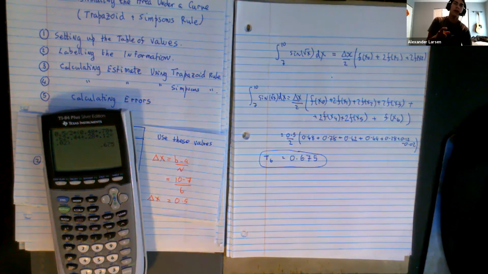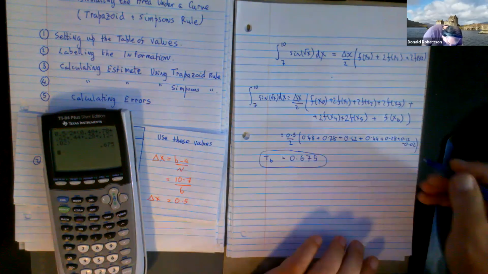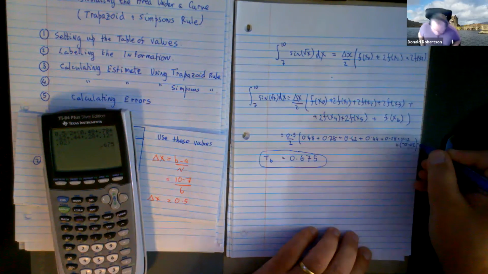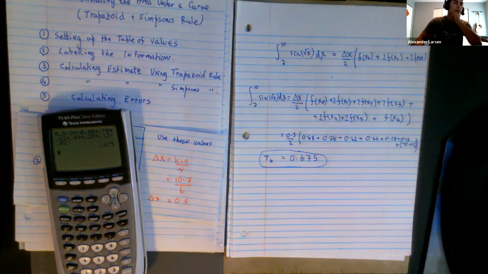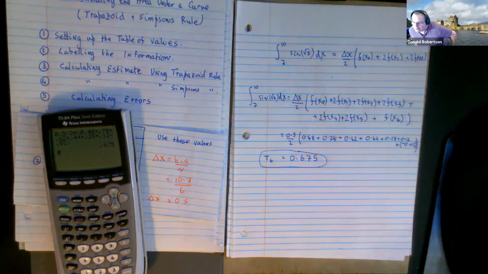Mm-hmm. Why do we subtract 0.02 at the very end? Technically, I'm adding negative 0.02. Oh, okay. It's because it's a negative number, I just got lazy and didn't say plus minus. I just said subtract it.